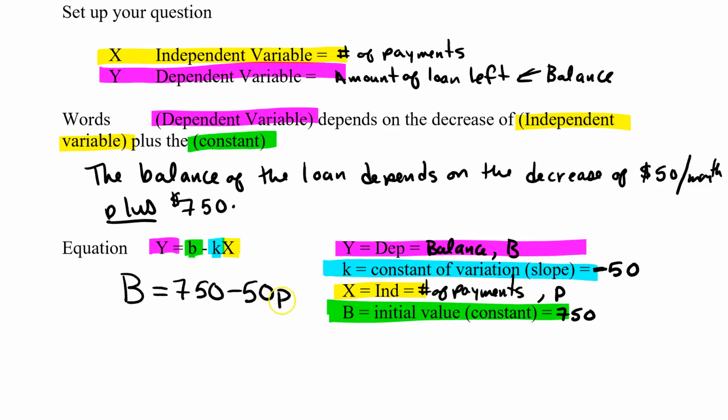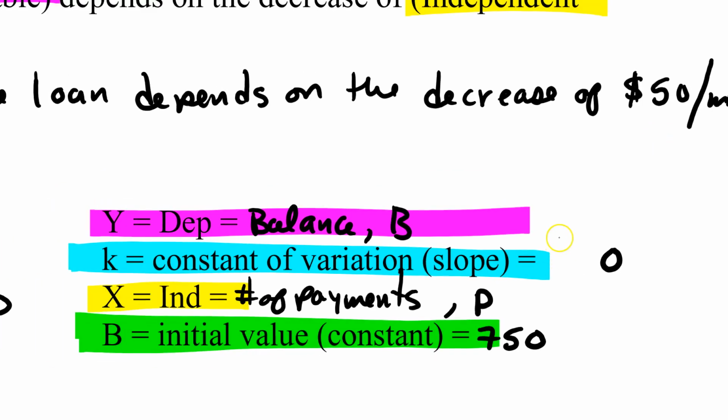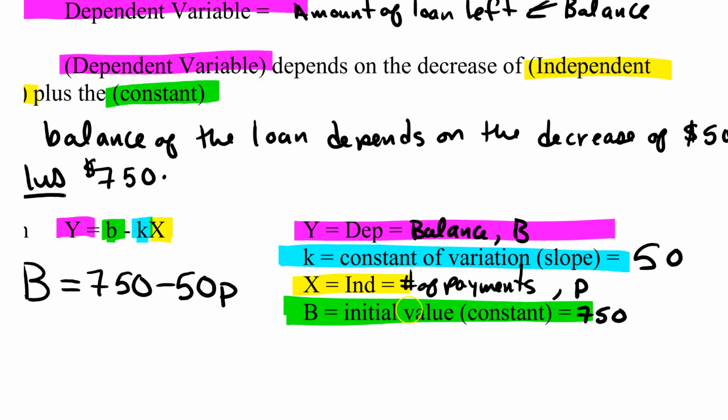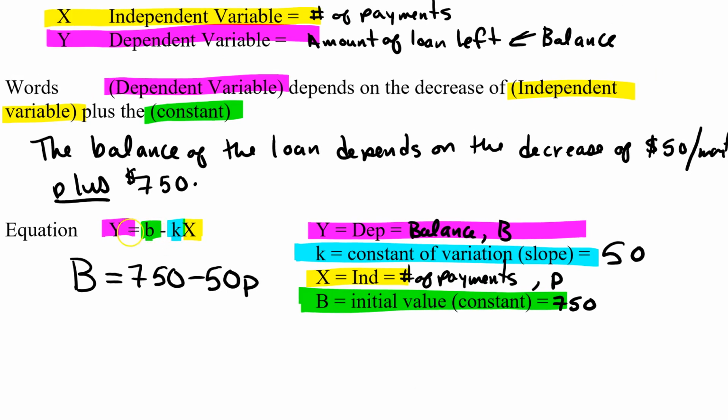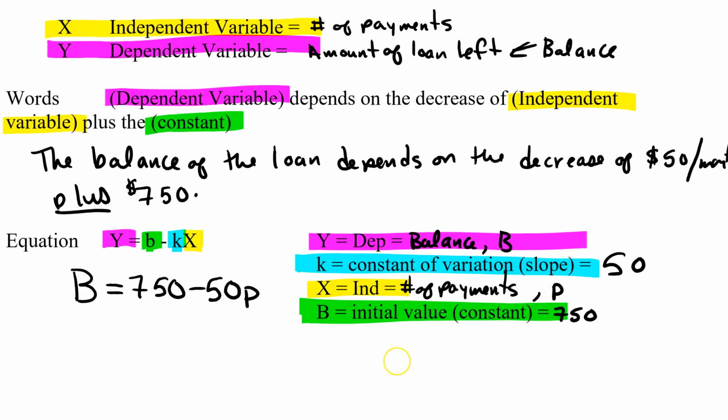times P. Now I don't want you to get confused here. It's better that we just say 50 instead of minus 50, because the negative is already embedded in here, so I'm just going to take that negative away. Okay, so if I were to color code this, I would say the balance, which is our dependent, equals our initial value, which is 750, minus the constant variation, which is 50, times our independent variable, which is P.